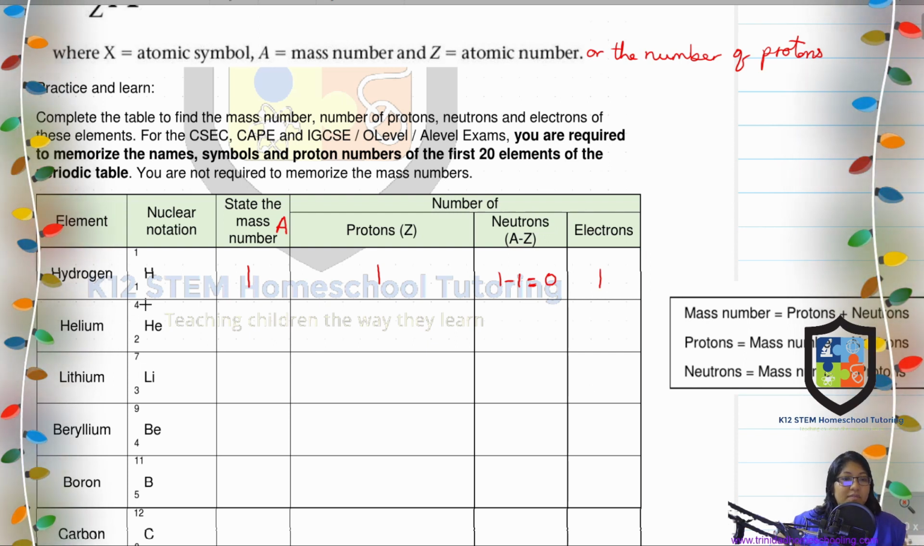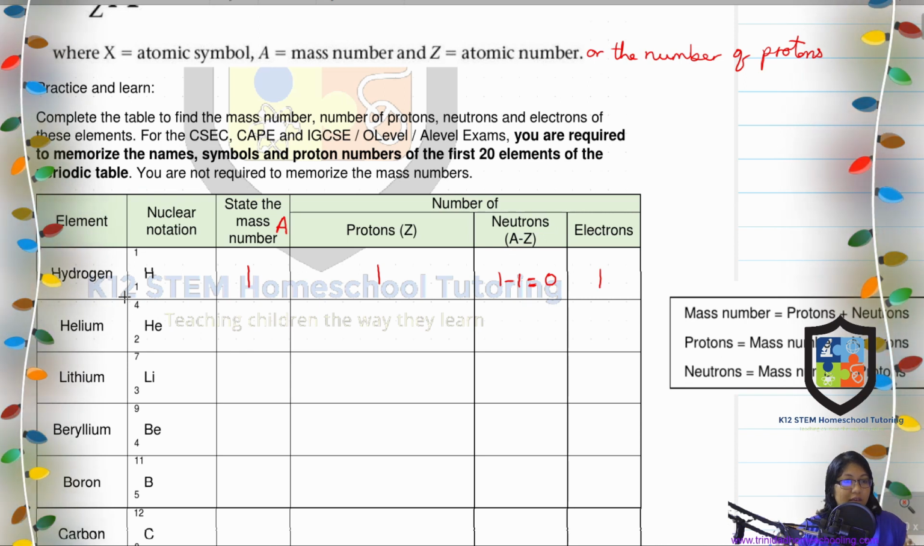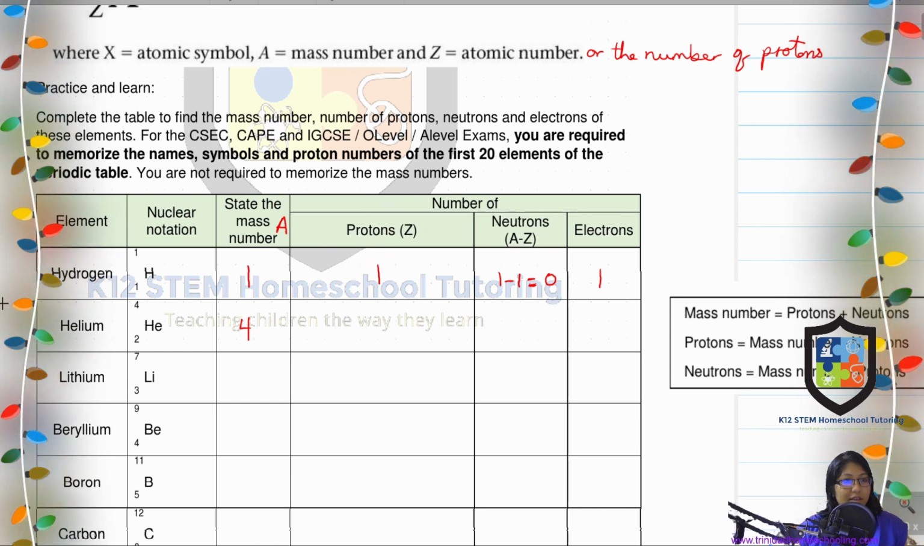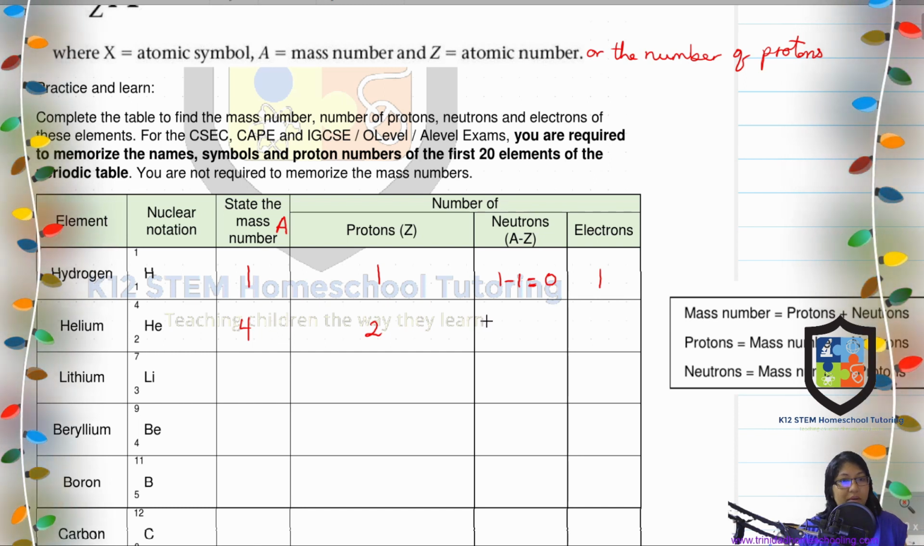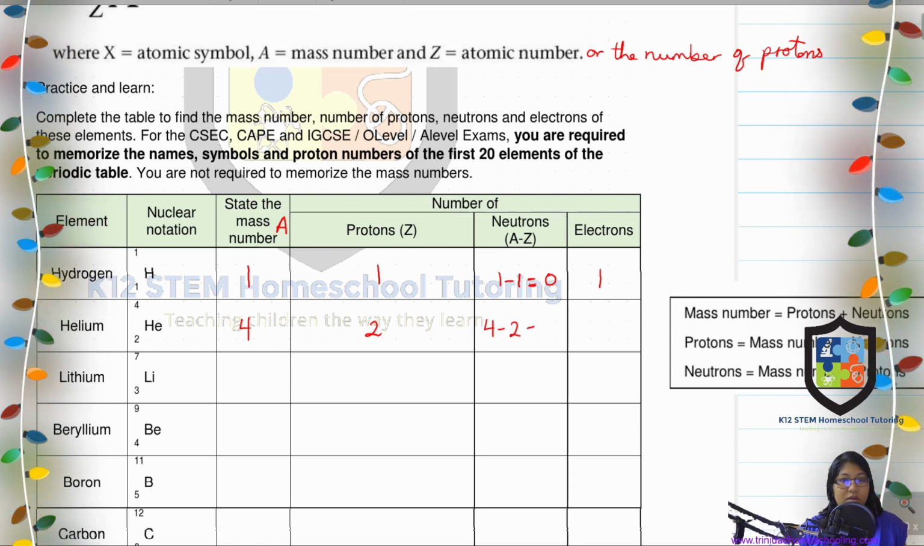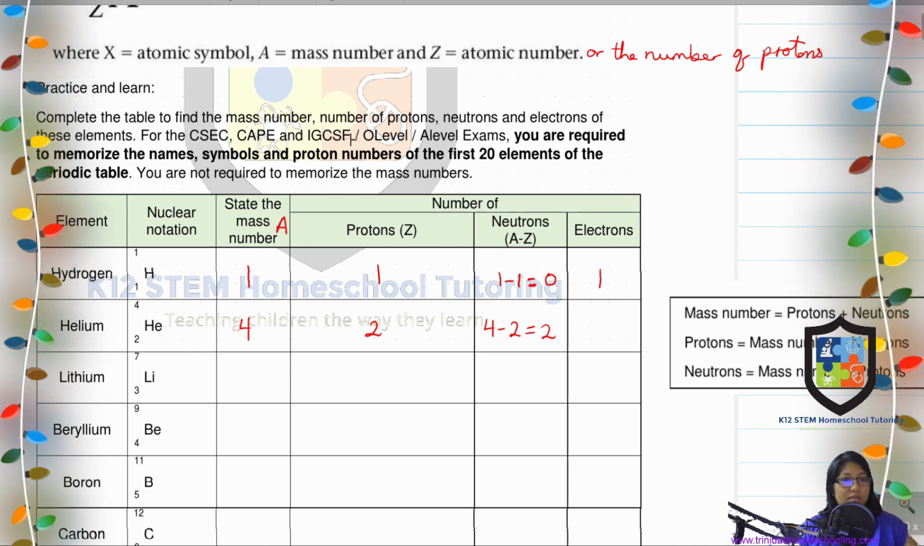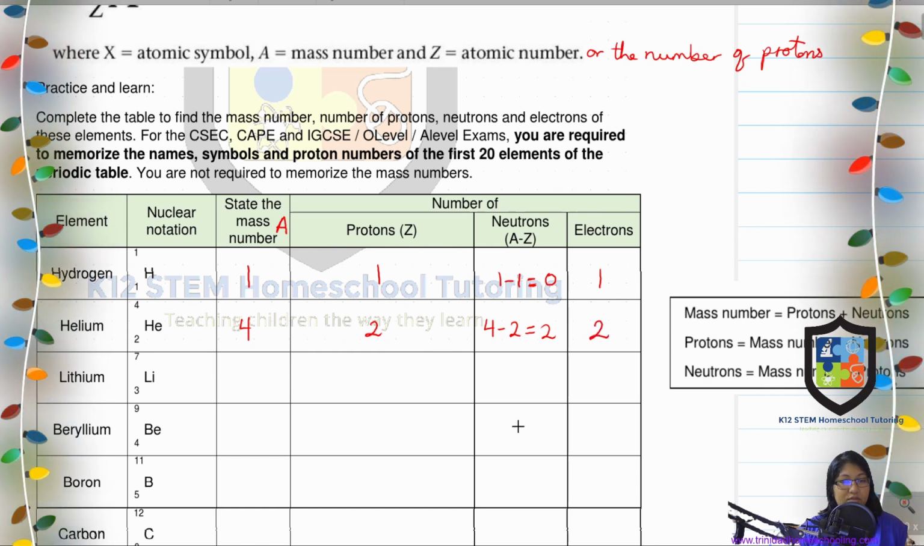Helium, the mass number is at the top. So my mass number here is 4. The number of protons, Z, is the number at the bottom here, which is 2. The number of neutrons is going to be A minus Z, or the mass number minus the number of protons, which is 4 minus 2, which is 2. My number of electrons, according to the note, is the same as the number of protons. So my electrons would be 2. Let's do lithium.